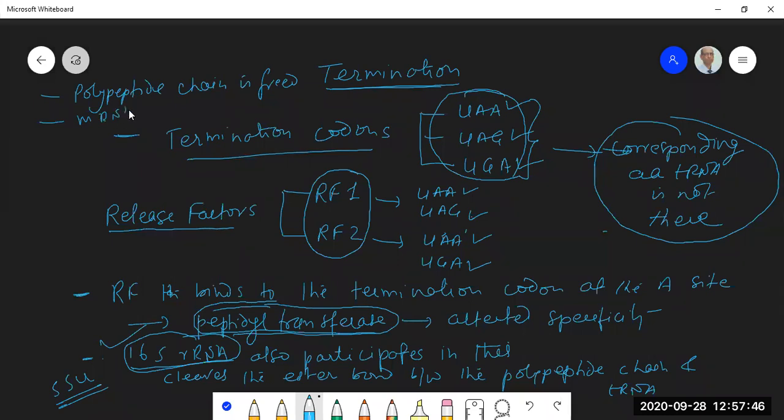The mRNA leaves the complex, leaves the ribosome, followed by tRNA. These three will leave the ribosome one by one, and the two units of the ribosome will get into dynamic equilibrium. That means they will be associating and dissociating continuously.